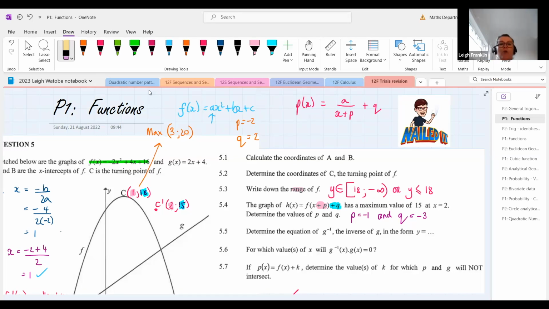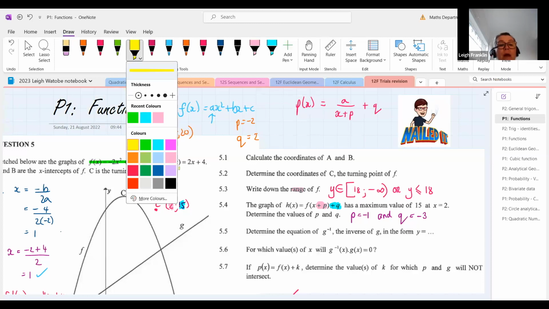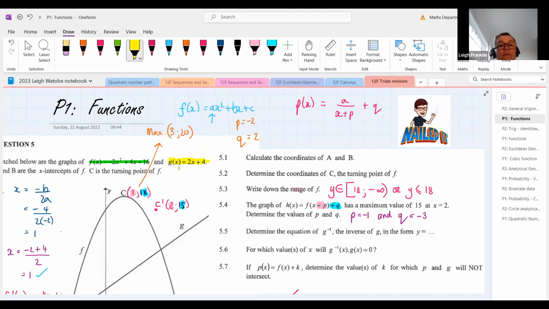All right, no problem. Okay, let's go on and have a look at question 5.5. So here they ask us to determine the equation of G in the inverse form. So G, not F. All right, so we haven't worked with G yet. Let's highlight it in a different color. Let's grab a yellow. And here's our graph of G.